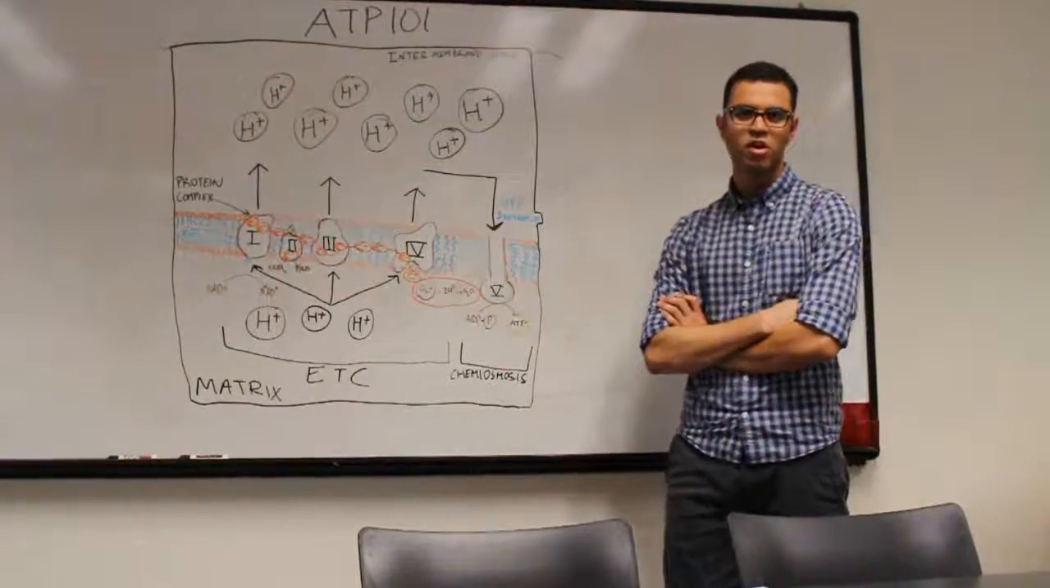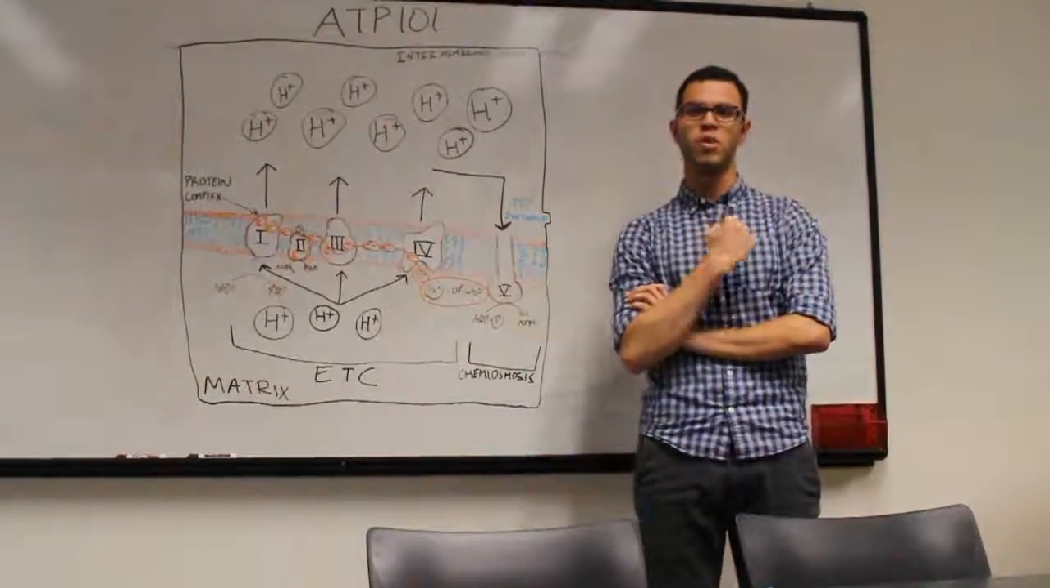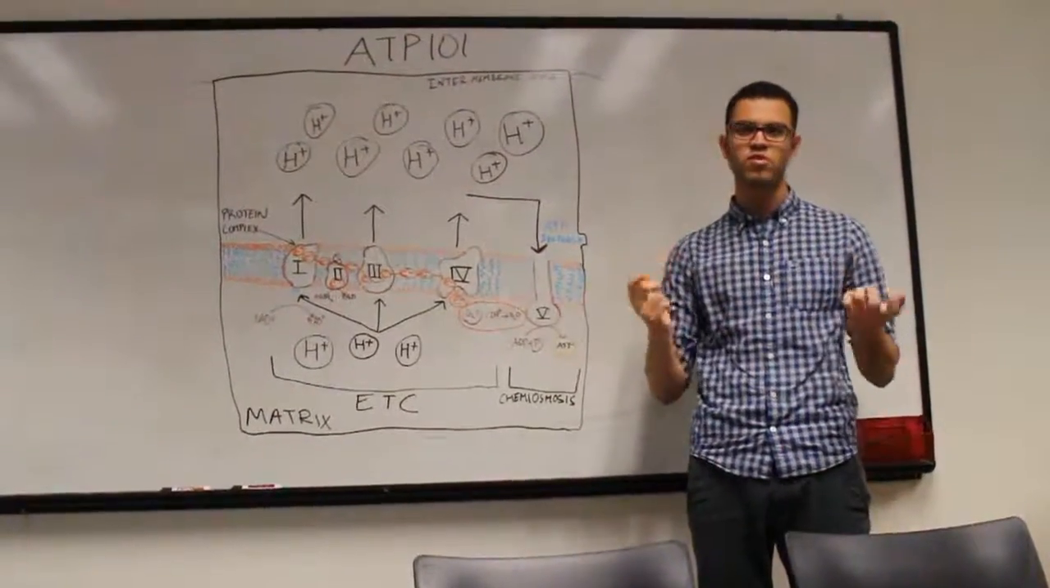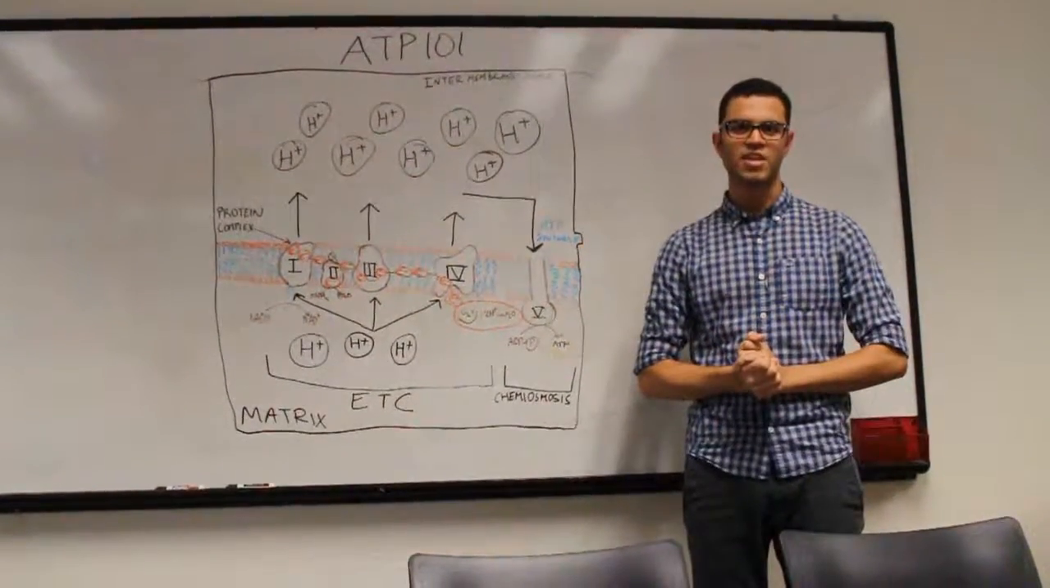Well, it's simple, right? Your heart pumps blood. You need energy to pump the blood, just like you need energy to lift those weights in the weight room. Exactly why we need mitochondria.